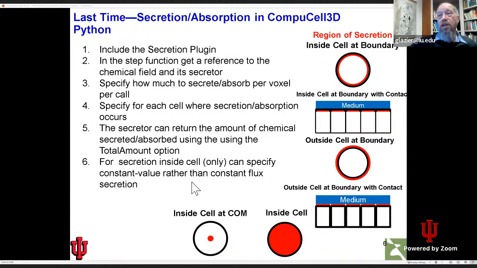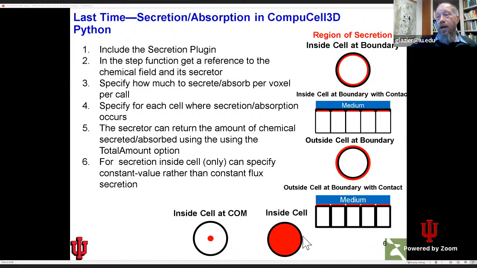And then only in the case where we secrete inside the cell, we have the option of constant value rather than constant flux. And so we have the following possible boundaries. Inside the cell at the boundary, that would be the one voxel just inside the boundary of the cell. Inside the cell at the boundary on contact, here the red voxels are the boundary voxels that are in contact with the medium. Outside the cell at the boundary, so one voxel outside the cell boundary. Outside the cell at boundary on contact.